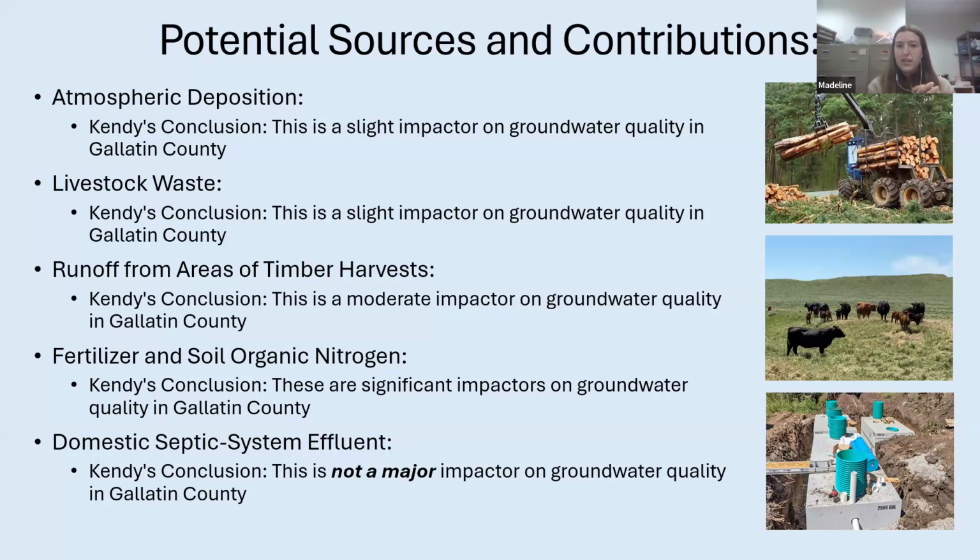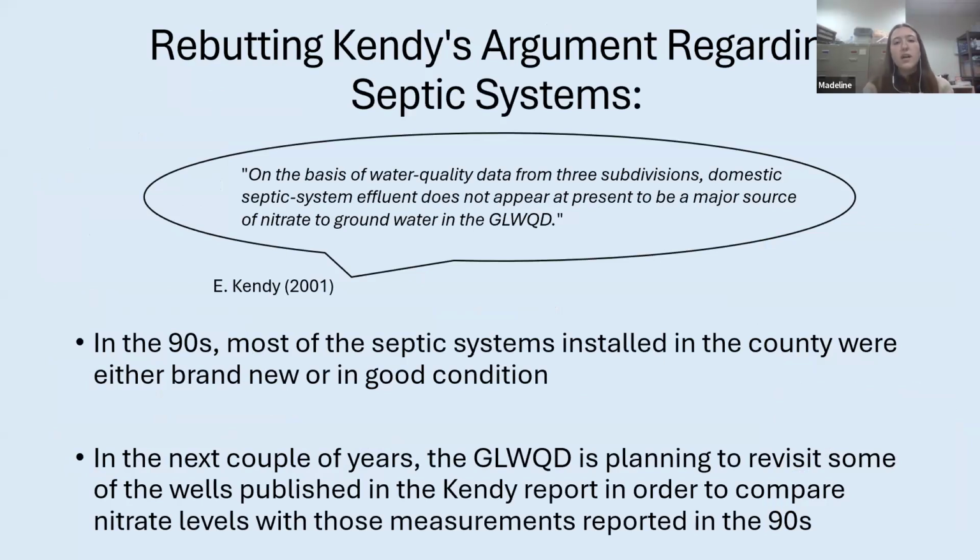And so if we go to the next slide, we're kind of trying to test the validity of that statement here in the county. In her report, she explicitly stated that on the basis of water quality data from 3 subdivisions, domestic septic system effluent does not appear at present to be a major source of nitrate to groundwater in the Gallatin Local Water Quality District. And she could have come to this conclusion because most of the septic systems in the 90s, when she was writing her report, were either new or in good condition. And over time, as they get older and poorly maintained, you have a greater chance of the nitrate levels having a greater impact on the groundwater.